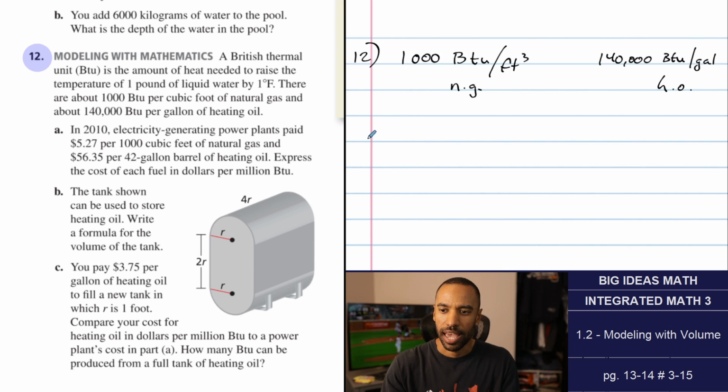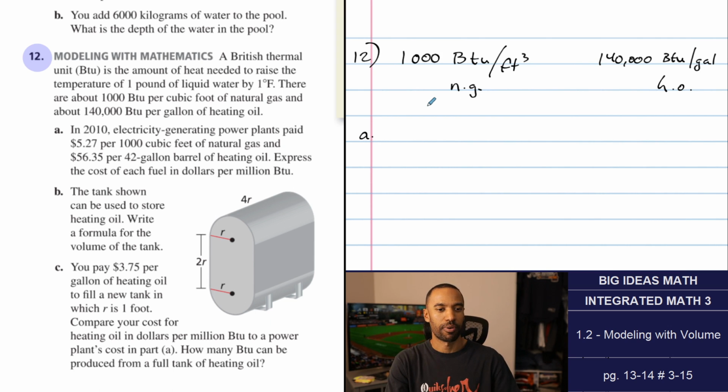In 2010, electricity generating power plants paid, now we have money, $5.27 per 1,000 cubic feet of natural gas and $56.35 per 42 gallon barrel, whatever, of heating oil. Express the cost of each fuel in dollars per million BTU.